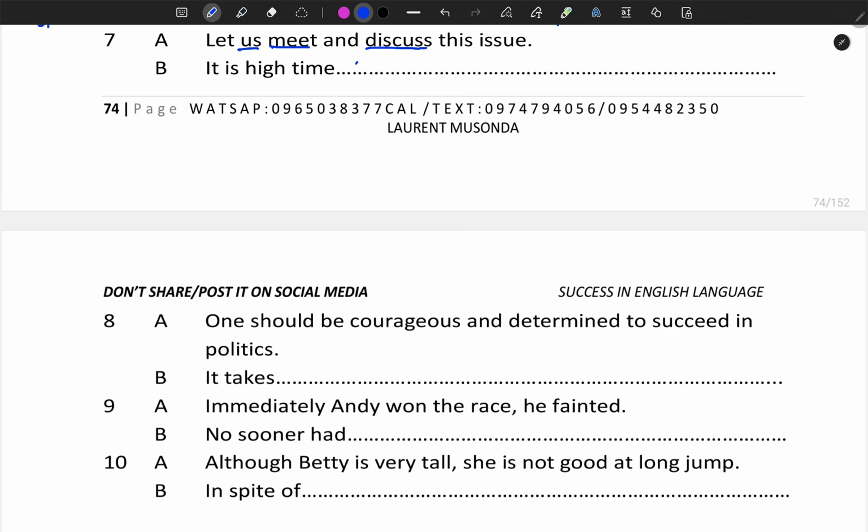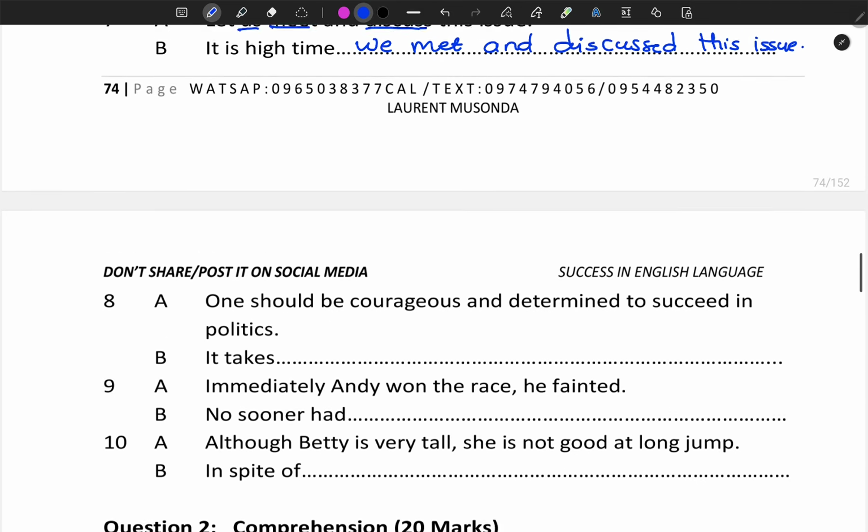So us will change to we, meet changes to met, discuss will change to discussed. So please take note of that.